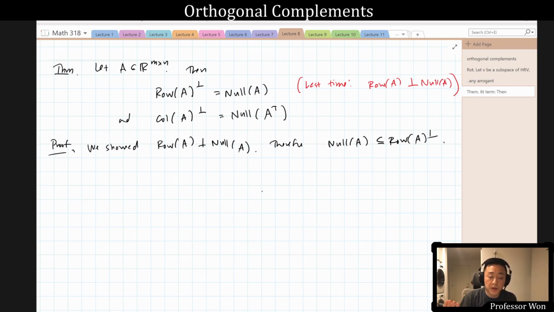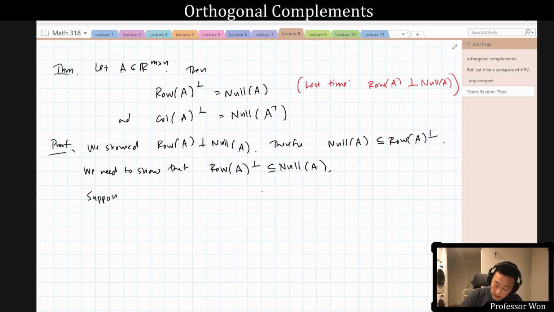To show that two sets are equal, you can show that each of them is a subset of the other, right? So we need to show that the orthogonal complement of the row space is a subset of the null space. How do you do that? Well, think back to the logic primer. You show that if you have a vector in the orthogonal complement, then it has to be in the null space. So suppose that Z is in the orthogonal complement of the row space. I need to show that Z is in the null space.